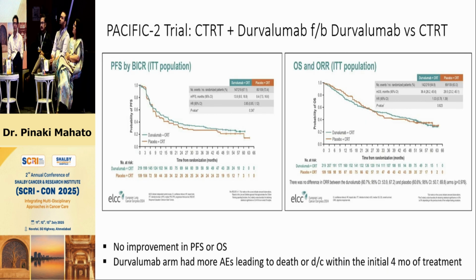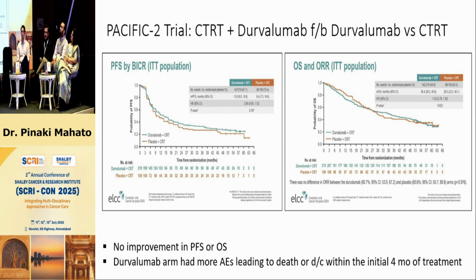So there was another trial which followed up. These people thought that because durva is working after CTRT, why not start durva with CTRT? Probably there will be some sensitizing effect of immunotherapy. And you can see that there is no improvement in the PFS and the OS. So what do you have to say about this? What could have been the reason why this happened?